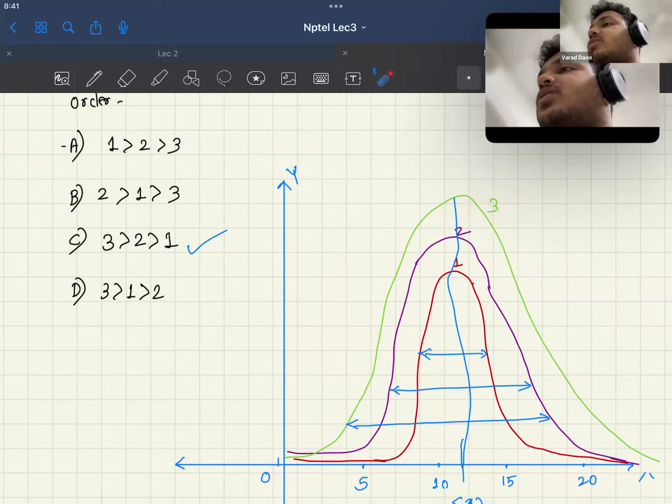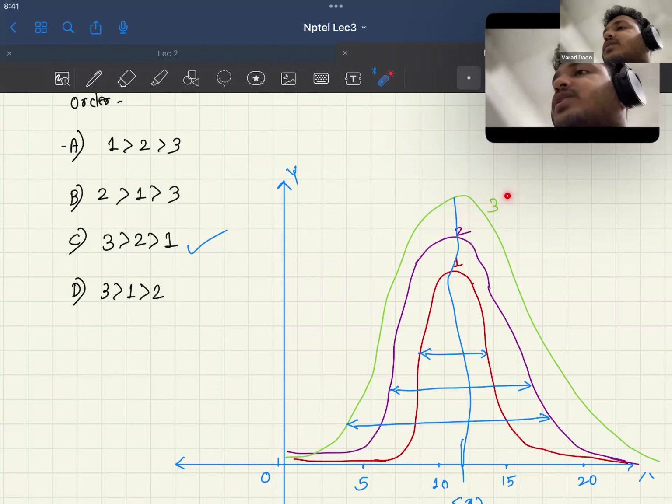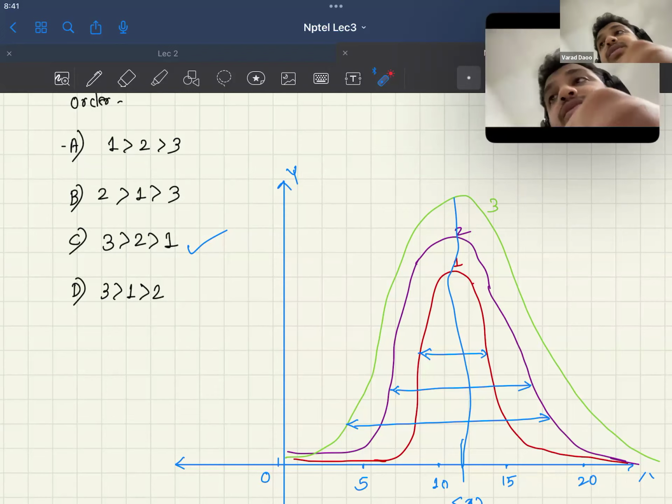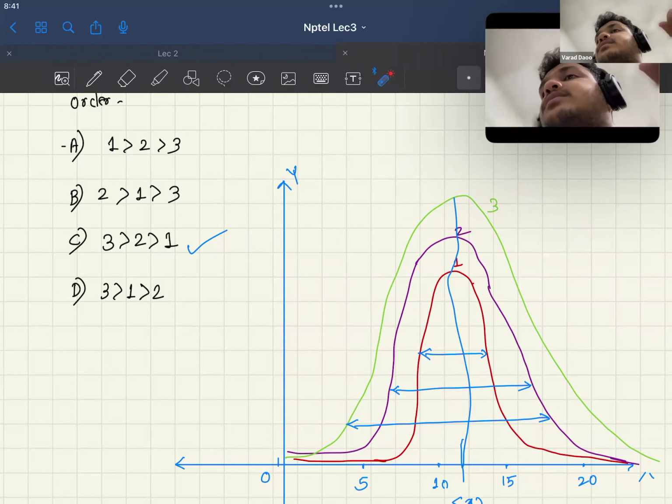And sigma 3 we know is greater than sigma 2. So as we go from distribution 3 to distribution 1, what we are observing is that sigma is getting less and less, and hence the distribution is going to get narrower and narrower. What happens when this sigma becomes 0? Essentially it will become a straight line like this, right?